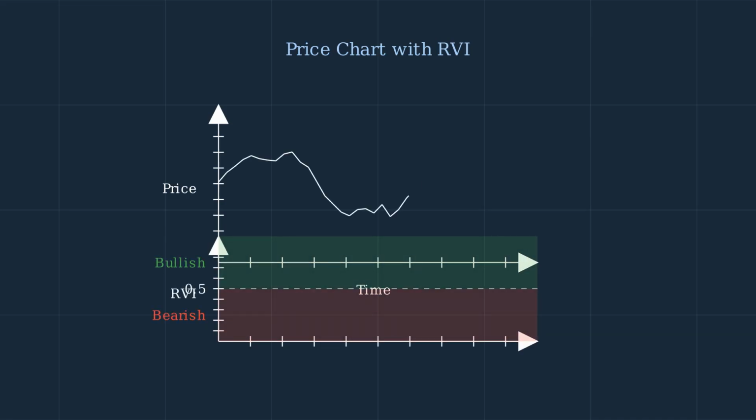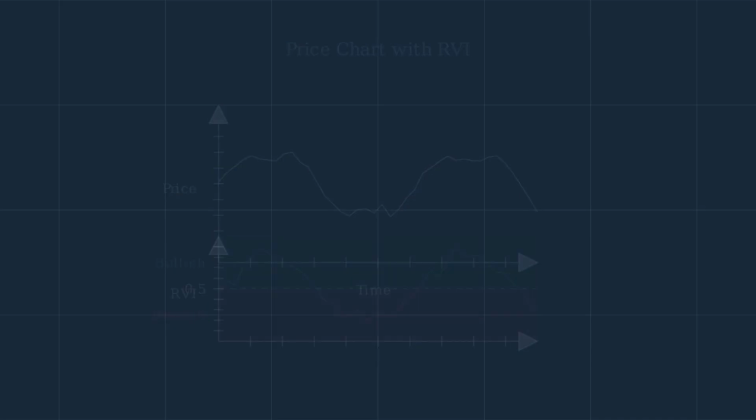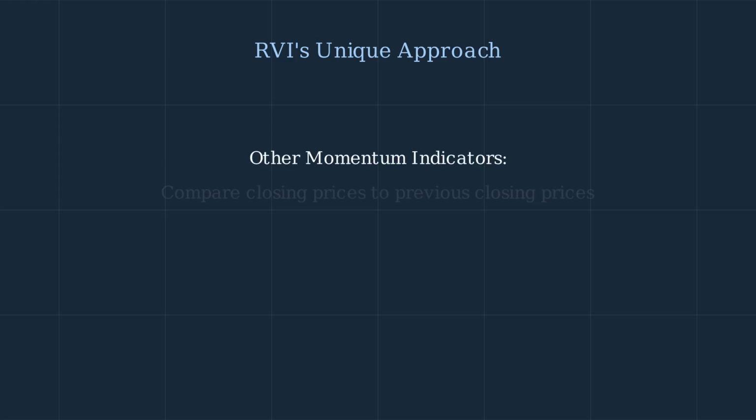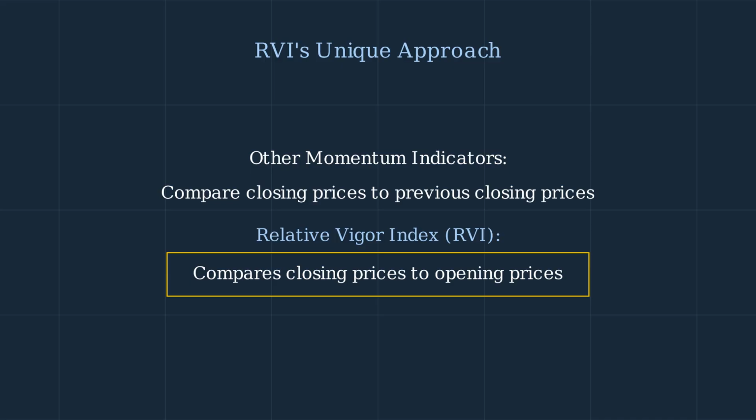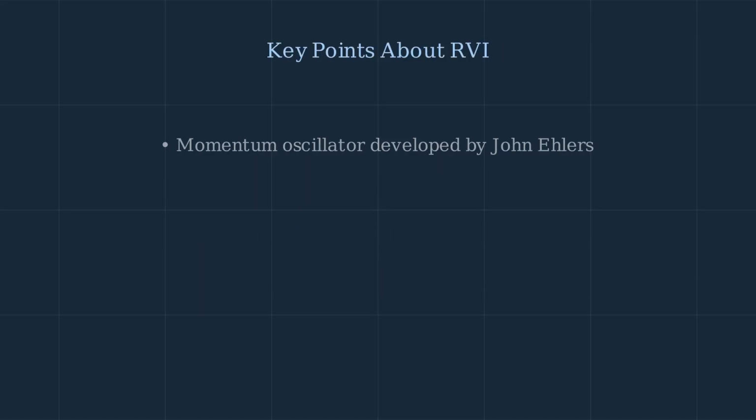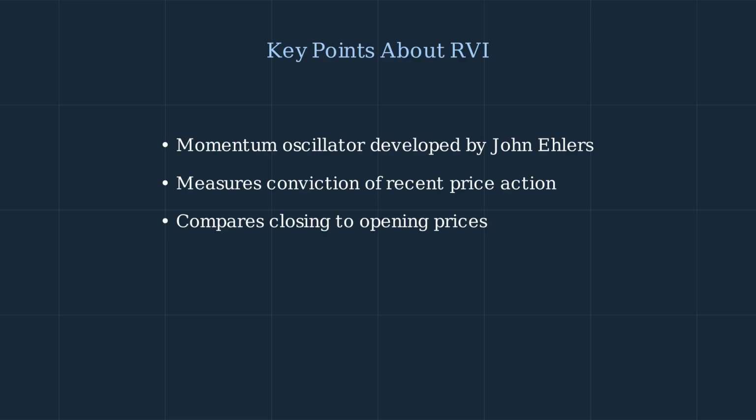The RVI oscillator typically ranges between 0 and 1, with values above 0.5 suggesting bullish momentum and values below 0.5 suggesting bearish momentum. What makes RVI unique compared to other momentum indicators is its approach to price comparison. While most momentum indicators compare the current closing price to previous closing prices, the RVI compares the closing price to the opening price. To summarize, the Relative Vigor Index is a momentum oscillator that measures the conviction of recent price action by comparing closing prices to opening prices.